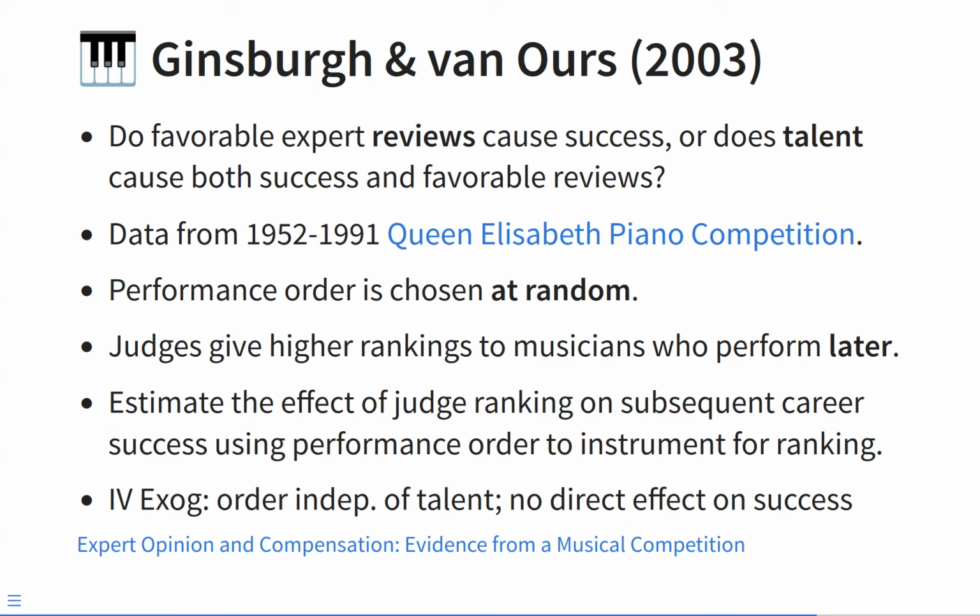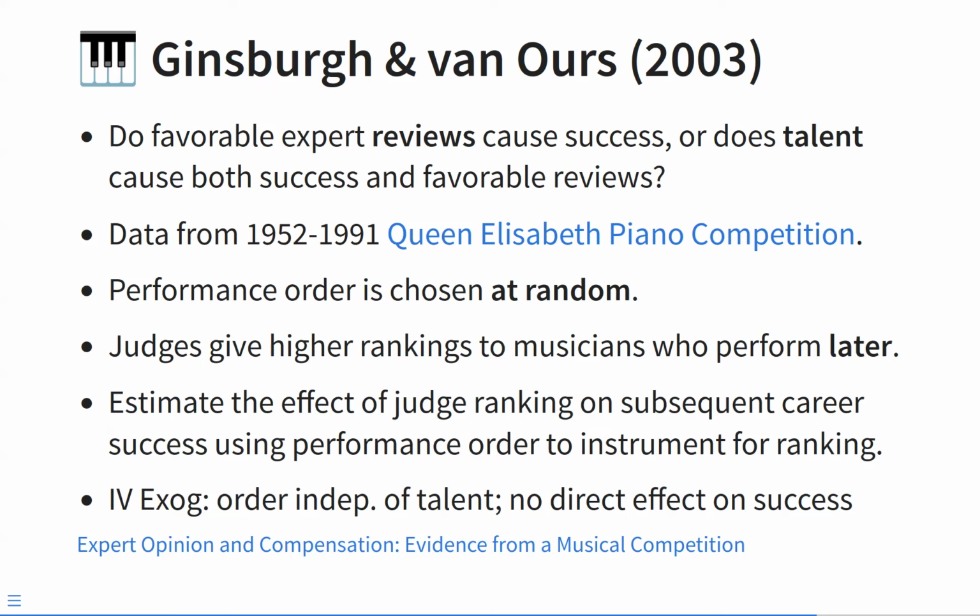So what this paper does is it estimates the effect of judge rankings on subsequent career success. So the idea here is that the judge ranking is an expert review. So that's kind of like an expert's judgment of each performer's quality. And here the performance order is going to be an instrument for the judge's ranking.